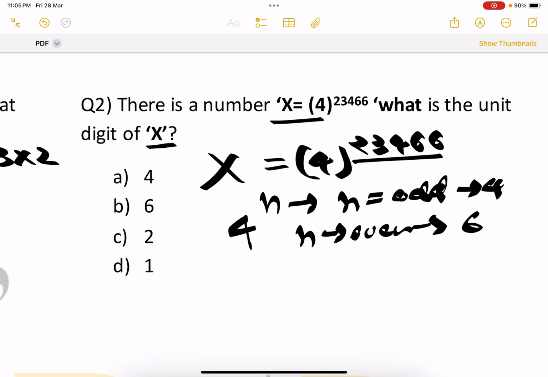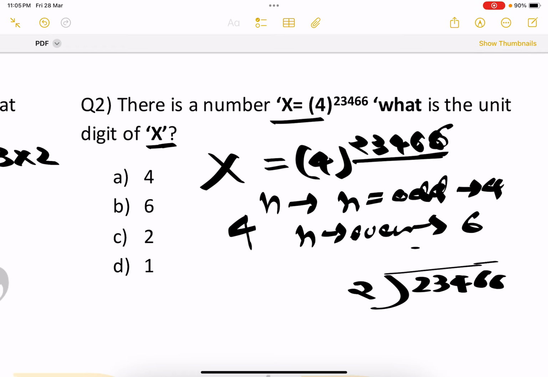So here we can say that 23466 is an even number because this number would be divisible by 2. What is an even number? A number which is divisible by 2 is an even number. So we can easily say that 23466 is even because if you divide it by 2, it would be divided. If you want to see, you can see here, it would be completely divided by 2.